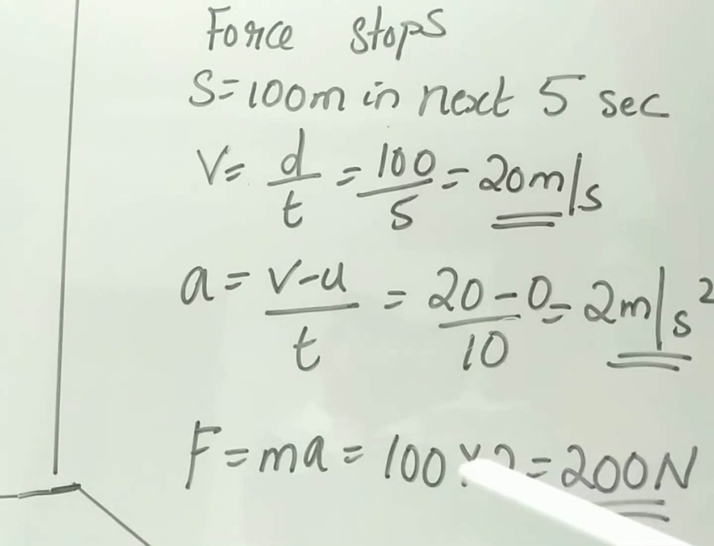And the third sub question in that is, calculate the magnitude of the force. That means our force. F is equal to ma, direct application. Force we applied. Mass is 100 kg and acceleration we got is 2. So we got 100 into 2, 200 Newton.